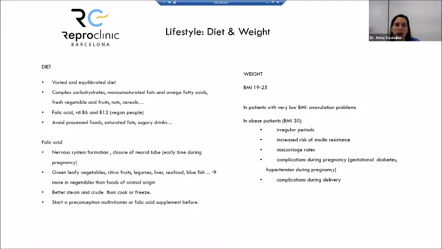So now talking about lifestyle, diet, and weight. So about diet, as I told you, we recommend to eat varied, have a calibrated diet, eat complex carbohydrates, avoid sugars, eat monounsaturated fats, omega fatty acids, fresh vegetables and fruits. It's important to have folic acid and avoid processed foods and things like that.